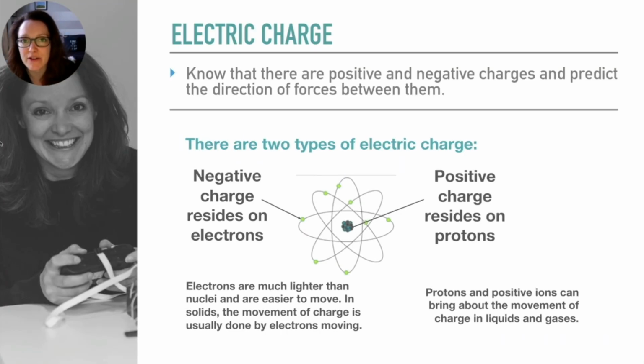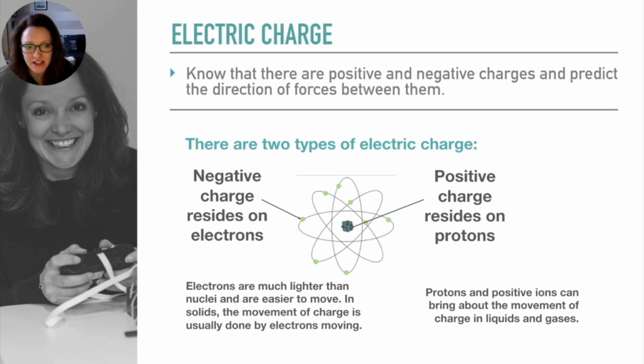So let's start with the very beginning. There are positive and negative charges. If you look at the information below, there are two types of electric charge. There are negative charges that you would find on electrons, and you can see them whizzing around outside of the nucleus of an atom below. And there are positive charges that reside on protons, and the protons are found inside the nucleus of an atom.